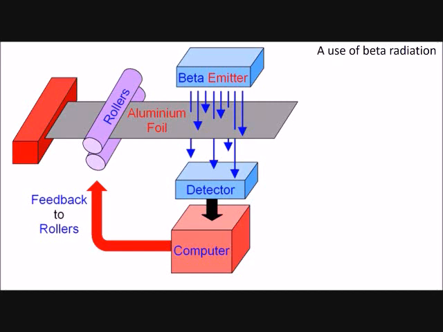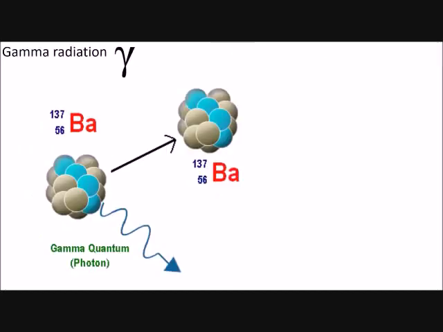Now, if too little radiation is being detected, there's not enough radiation coming through, that means the foil must be getting thick, and you send a message to the rollers to apply more pressure, and the foil gets thinner. So the foil stays within a certain boundary, at a certain thickness throughout, and that's one use of beta radiation. Finally, gamma radiation.